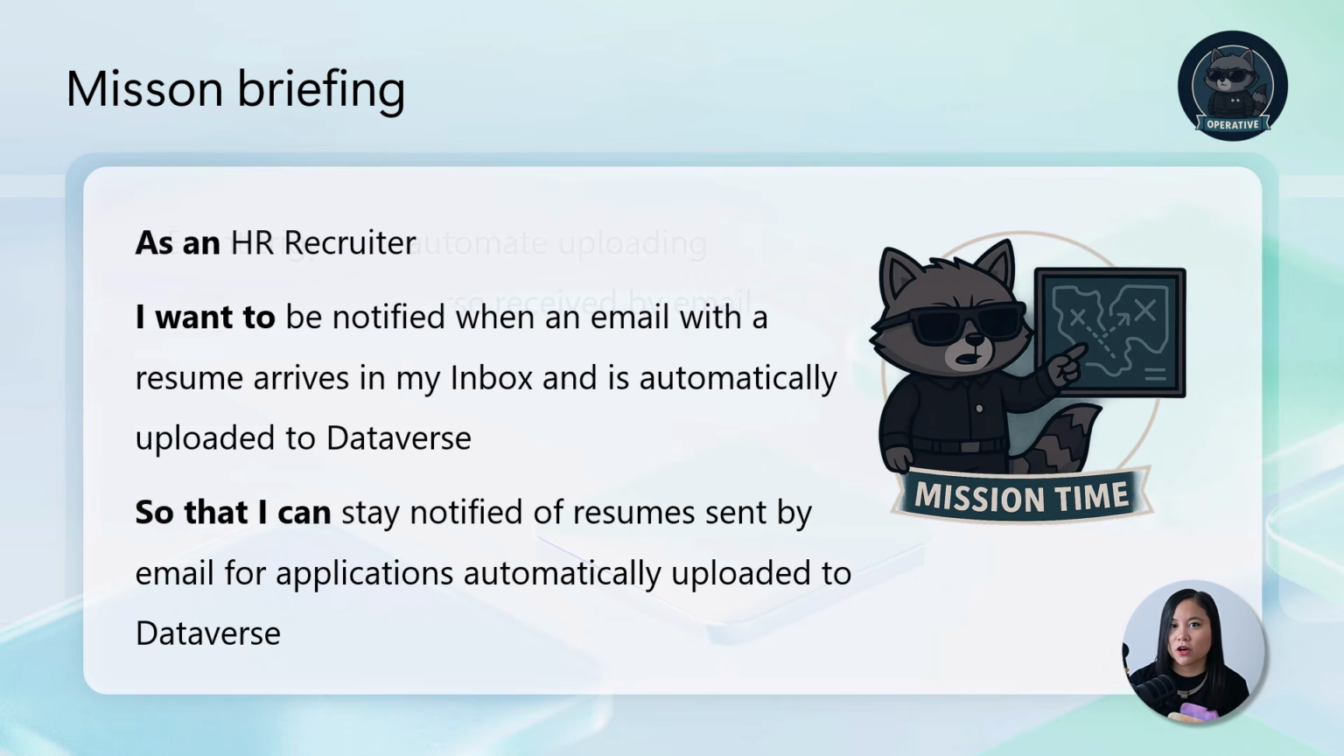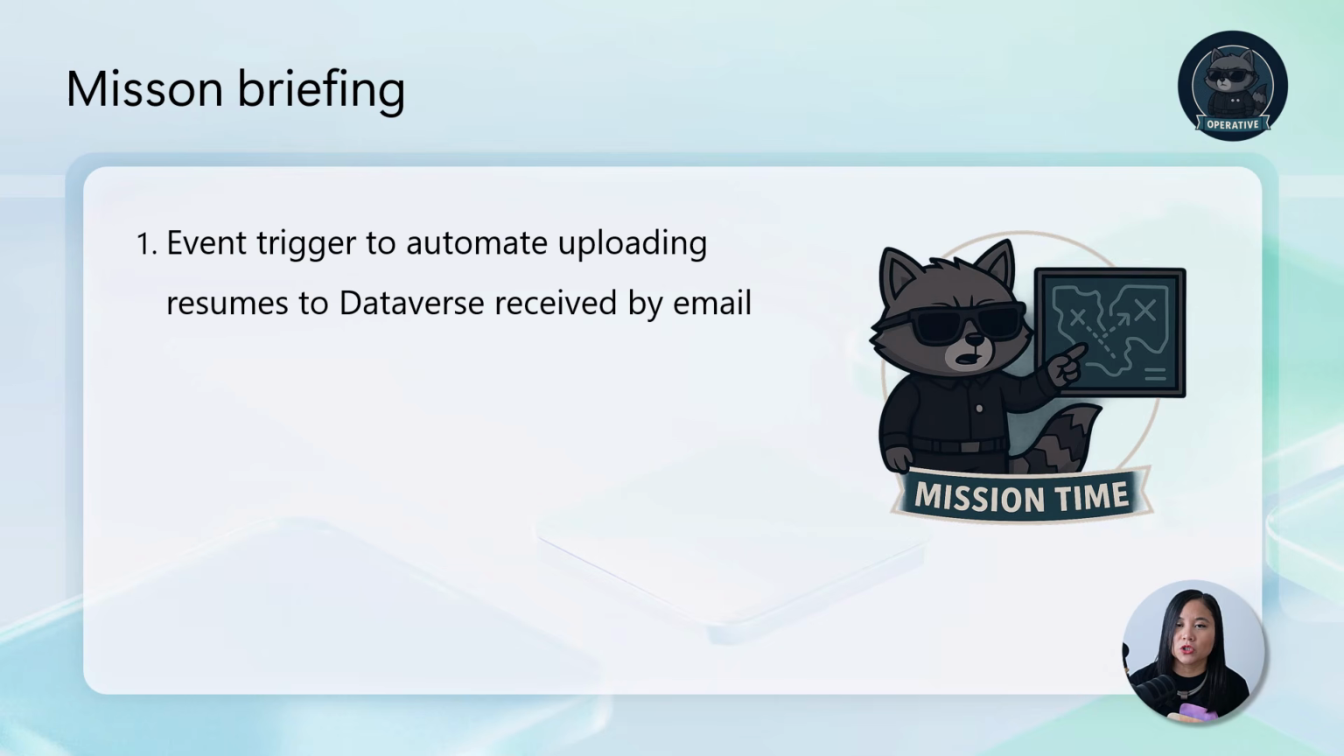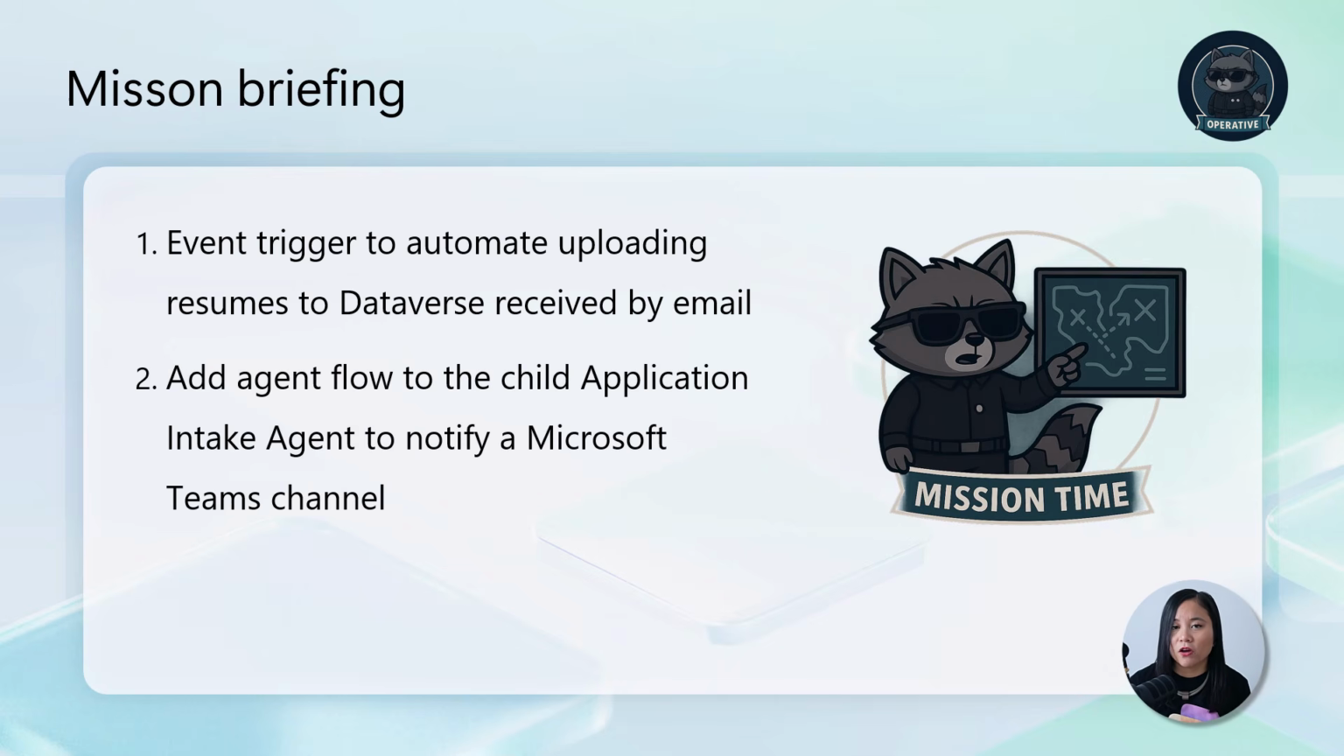To achieve this autonomous workflow, we'll use two complementary techniques. First, we'll create an event trigger that fires when the email arrives. This trigger will check that the file attachment's content type is PDF, extract the file, and upload it to Dataverse using actions through the Dataverse connector. Then send a prompt back to the agent for further processing, passing along input parameters from those Dataverse actions.